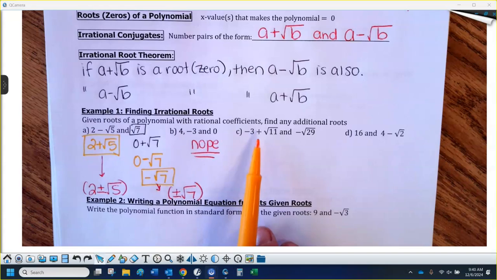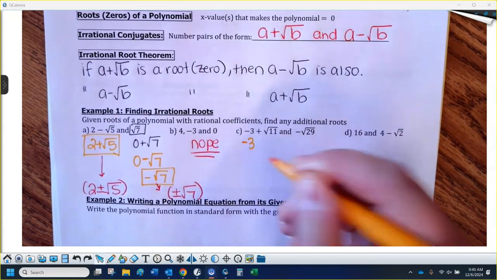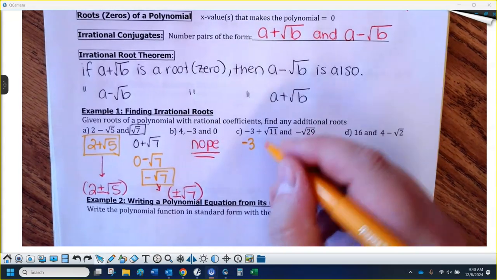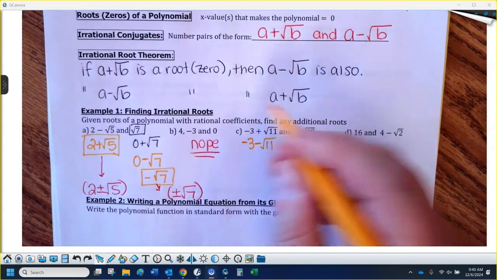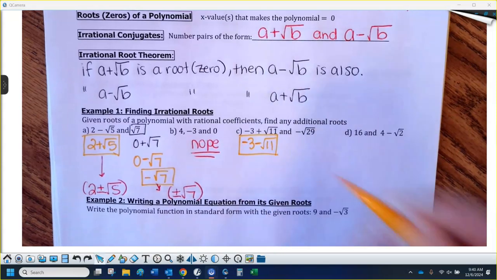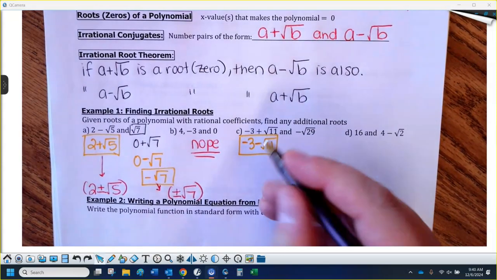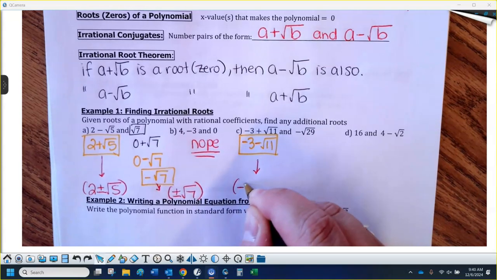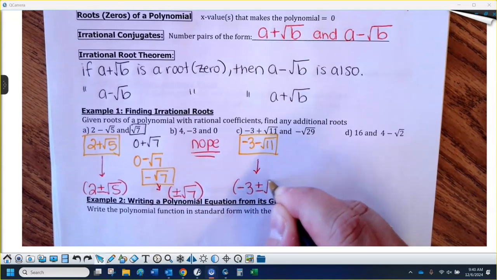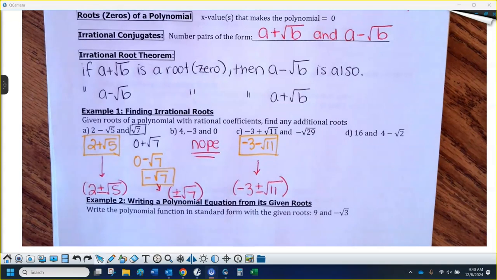So you have negative 3 plus the square root of 11. You do not change the sign in front of that number. So negative 3 minus the square root of 11 would automatically also be a root. Basically what would have happened there if we did the quadratic formula, we would have gotten negative 3 plus or minus the square root of 11. Sometimes when we write conjugates, people think they have to change all the signs. Don't do that. You're just going to change the sign in the middle between the two terms. Don't change anything else.